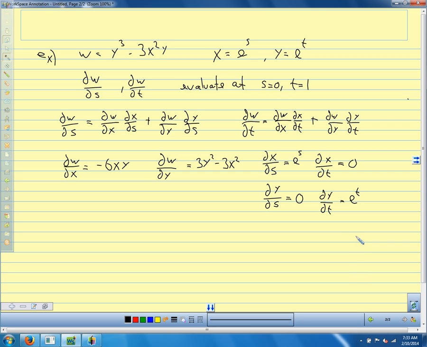And now we're ready to substitute. We have everything we need to substitute. So our partial of w with respect to s is dw/dx, minus 6xy, times dx/ds, times e to the s, plus the partial of w with respect to y, 3y squared minus 3x squared, times dy/ds, which is 0. So I just have that.